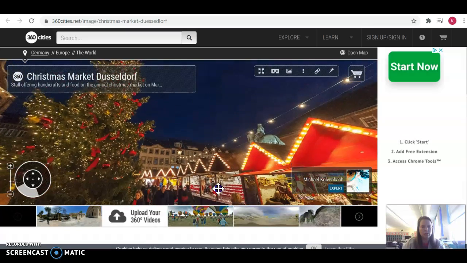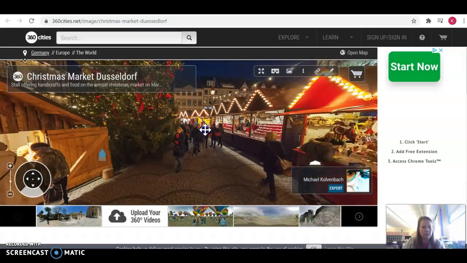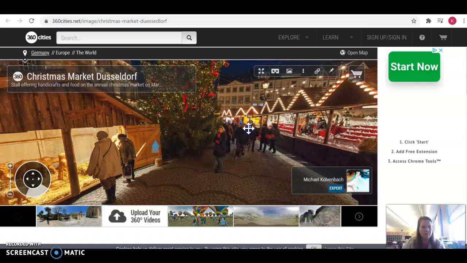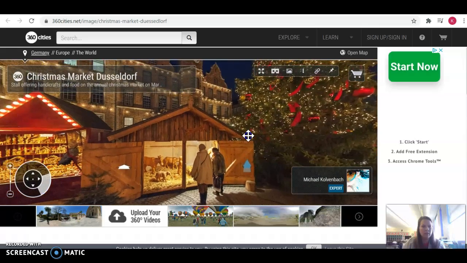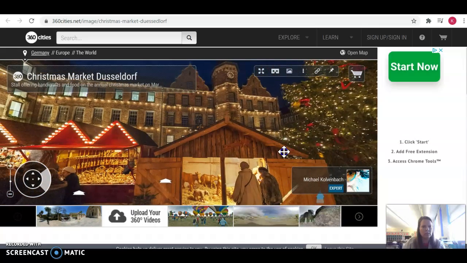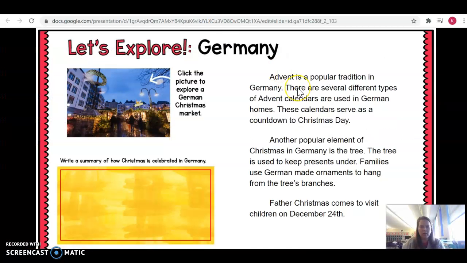That is a huge Christmas tree. Again, lots of Christmas lights. Let's see what's over here. I see a barn, very similar to a nativity that we talked about in America as well as Mexico. So again, lots of things that are similar to what we have in America. So let's read our story about Germany, and then we're also going to talk about the history of the candy cane.